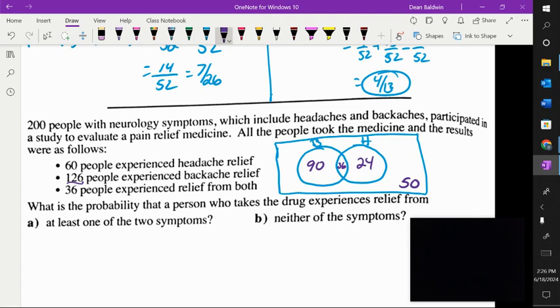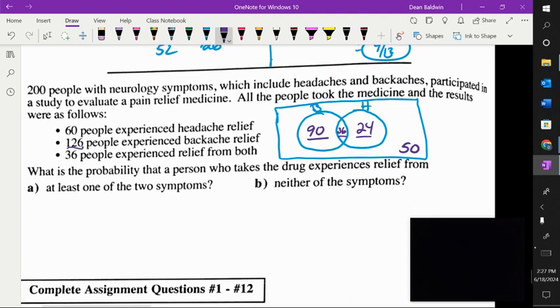Does that make sense? Okay. What's the probability that the person who takes the drug experiences relief from at least one of the two symptoms? So this is B or H. Those people got some symptom relief. These people got none. We're talking about people who at least got something, so you add all that together and get 150. So 150 out of 200, which is 3 out of 4, or 75%.